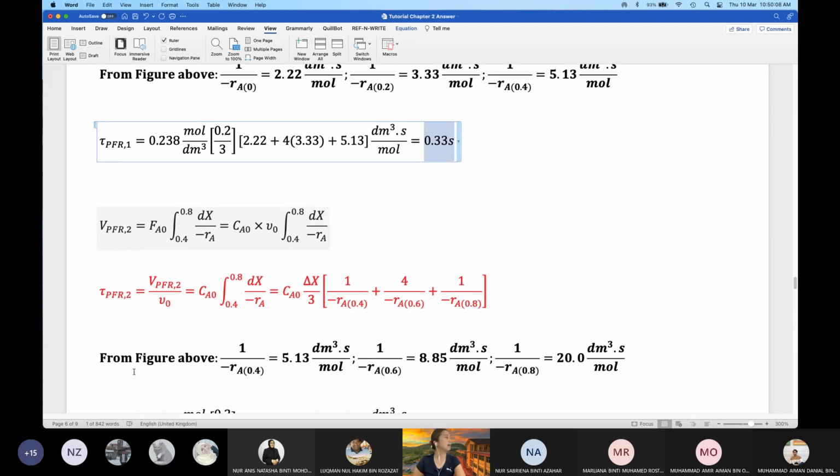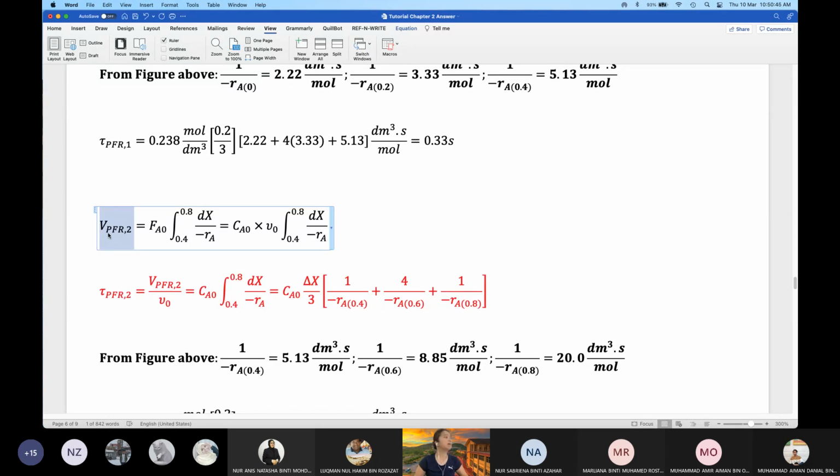So what's the difference? It becomes the same concept. Volume PFR2, we start from the same equation: volume PFR2 equals FA0, this is the original design equation, integrating from 0.4 to 0.8 because the second reactor is integrating from X1 to X2, 0.4 to 0.8, dX per minus RA. Same concept, I want to find the space time, so I need the volume per initial volumetric flow rate.